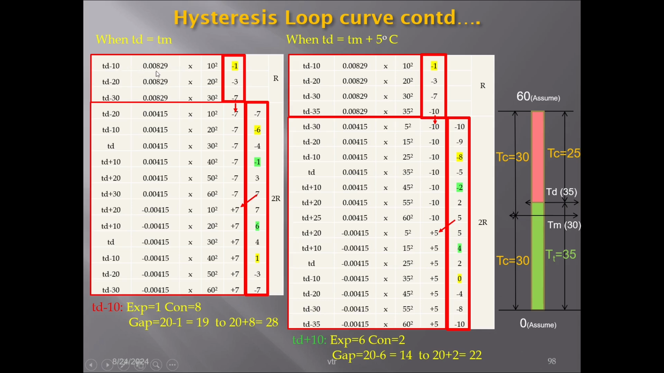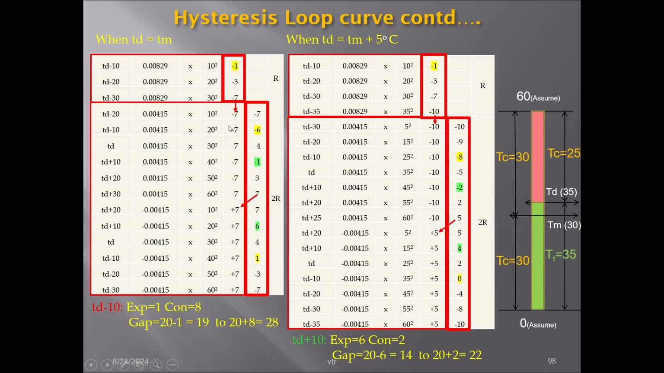For TD minus 10 I am using the first formula, the basic formula, 0.00829 into 10 squared, T squared minus 1, and for TD minus 20, in place of 10, 20 squared, then 30 squared. So this will be your movement because of the temperature decrease, because from TD to T minimum there is a minus, meaning contraction: minus 1, minus 3, minus 7.